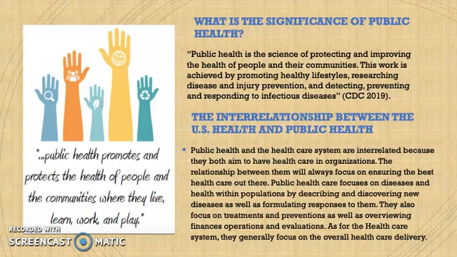Now, the interrelationship between the U.S. health and public health: the healthcare system and public health are interrelated because they both aim to improve healthcare in organizations. The relationship between them will always focus on ensuring the best healthcare out there. Public health focuses on diseases and health within populations by describing and discovering new diseases as well as formulating responses to them. They also focus on treatments and preventions as well as overseeing finances, operations, and evaluations. As for the healthcare system, they generally focus on overall healthcare delivery.